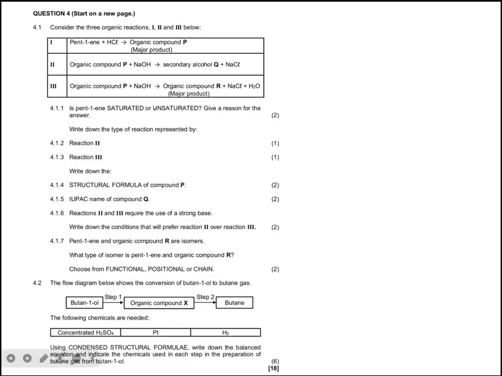All right, so we have question 4, and this is on organic reactions. It says, consider the 3 organic reactions, 1, 2, and 3. We can see pent-1-ene plus hydrochloric acid gives us organic compound P. Organic compound P now reacts with sodium hydroxide to give us a secondary alcohol Q plus sodium chloride. And then the organic compound is used in another reaction 3, reacting with sodium hydroxide again, but this time it gives us three products, right? So it's organic compound R, NaCl and H2O.